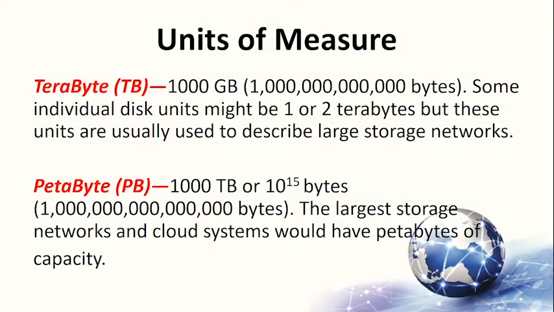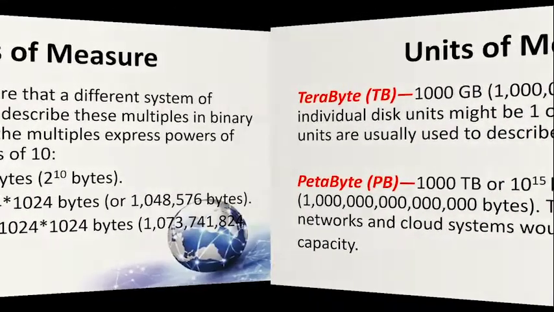Next is the terabyte, approximately 1000 GB. Some individual disk units might be 1 or 2 terabytes, but these units are usually used to describe large storage networks. Petabyte, or PB, is approximately 1000 terabytes, or 10 to the power of 15 bytes. The largest storage networks and cloud systems would have petabytes of capacity.